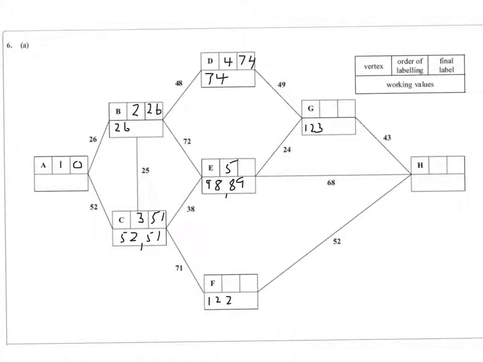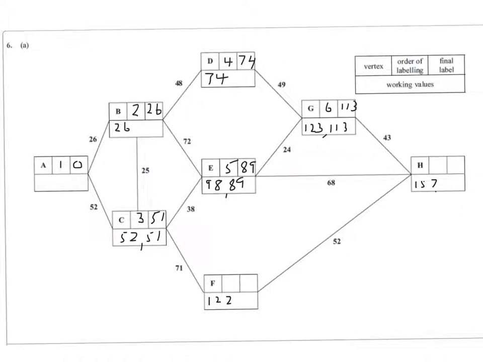So the working value is 89. Now we look at the ones directly connected to E. 89 plus 24 is 113. And 89 plus 68 is 157. What's the smallest working value? Well, it's 113, so that's number 6. 113.